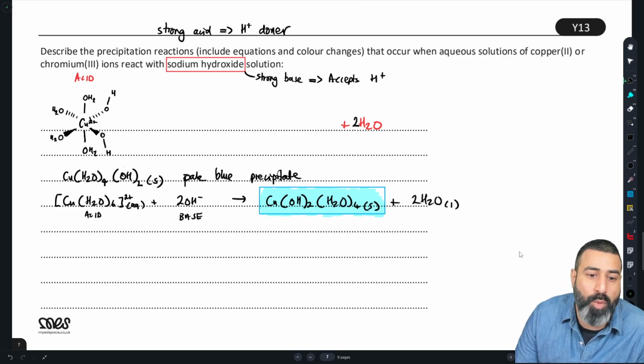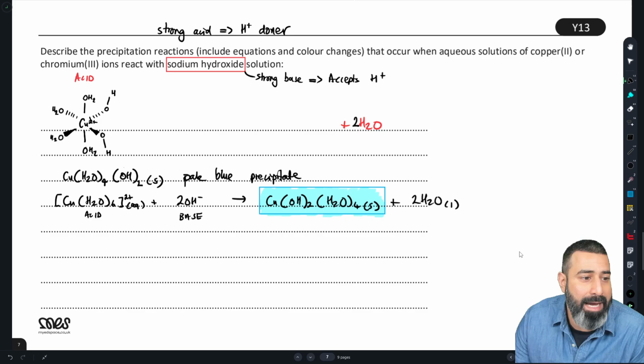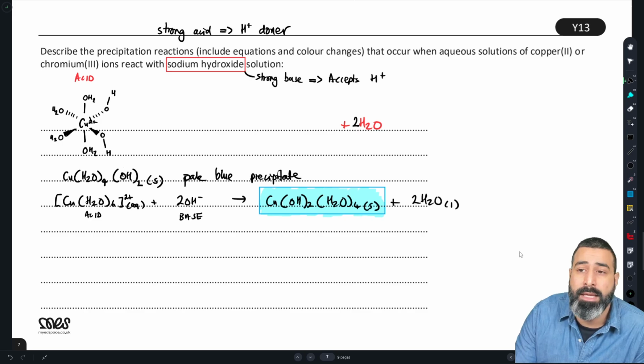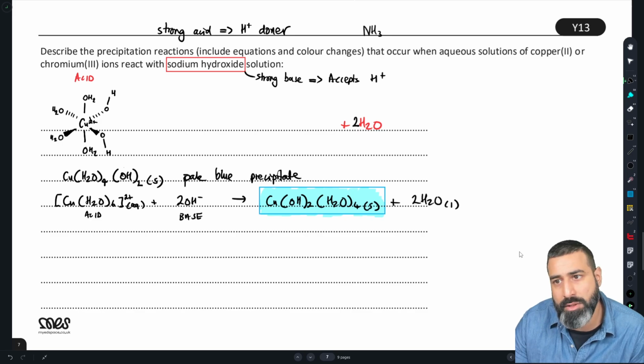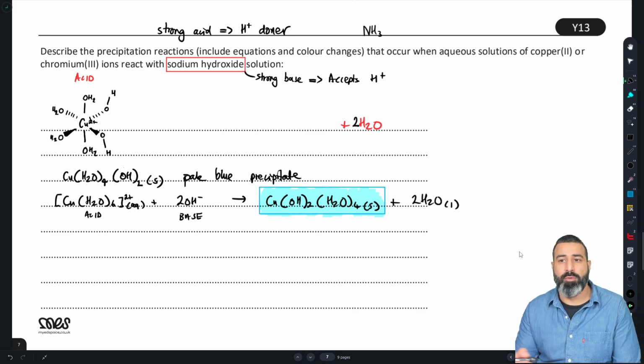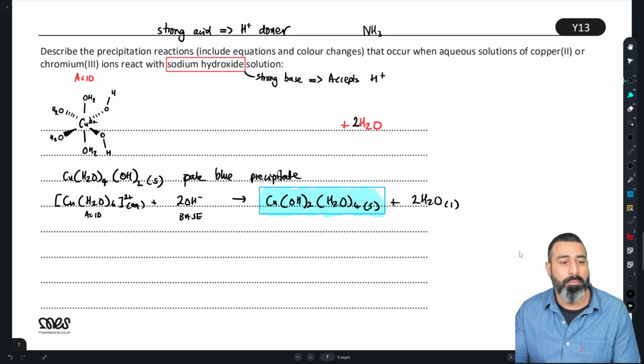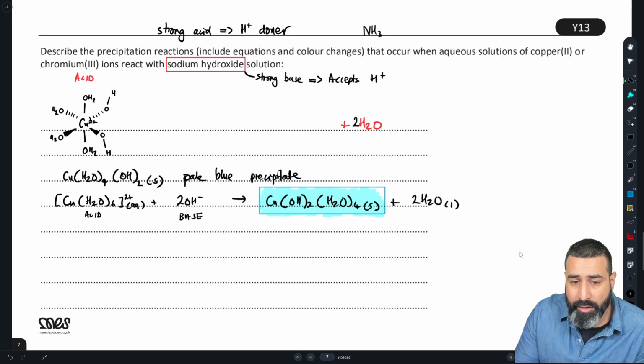Okay, so that's one reaction. What is the reaction with chromium if we're using sodium hydroxide? By the way, if we use ammonia, we'd get the same thing. We get 2 deprotonations, but instead of forming H2O, we form 2 lots of ammonium ions, okay? In the copper 2+ case.